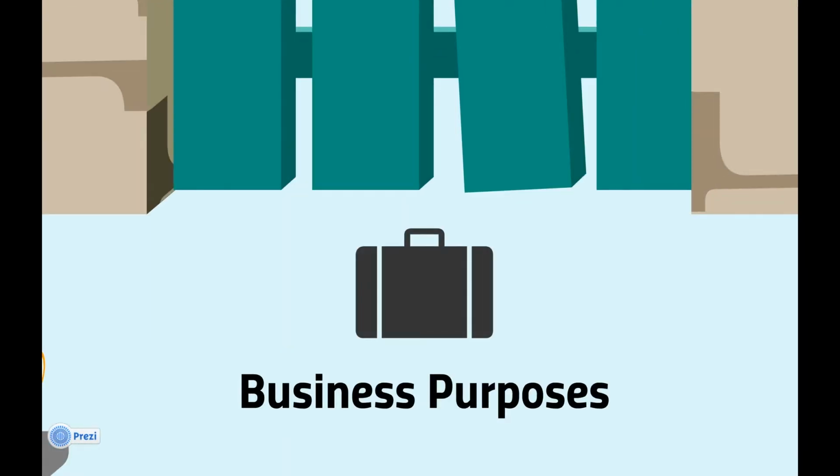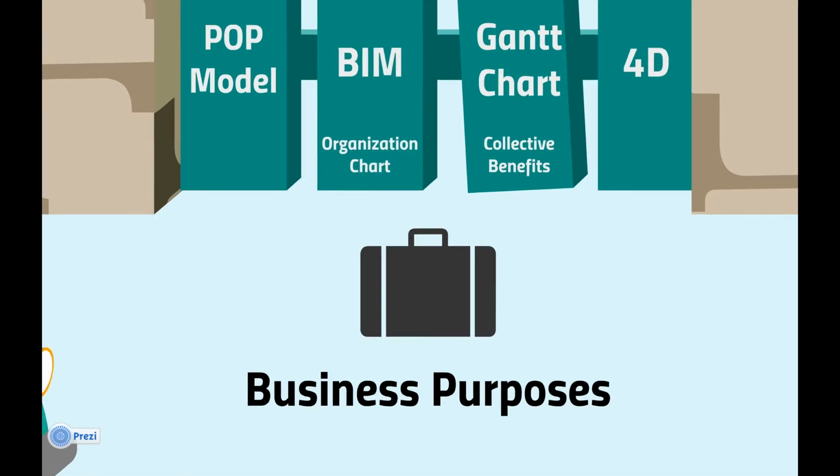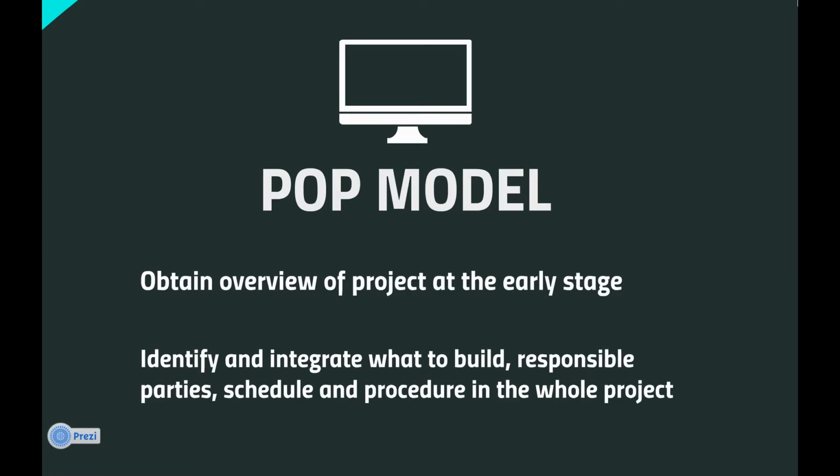And now we come to our business purpose. At the early stage, we have built up the POR model, 3D BIM, Gantt chart, and 4D animation. Since we have mentioned that we have in-house experts and professionals, we put our minds together at the early stage to obtain an overview of the project for the POR model, in order to identify and integrate what to build, the level A element, the most important one, and the level B element, less important but fundamental, and identify the responsible parties, schedule, and procedure in the whole project.